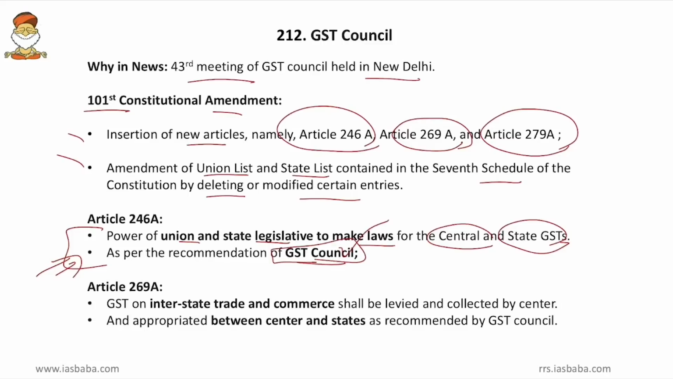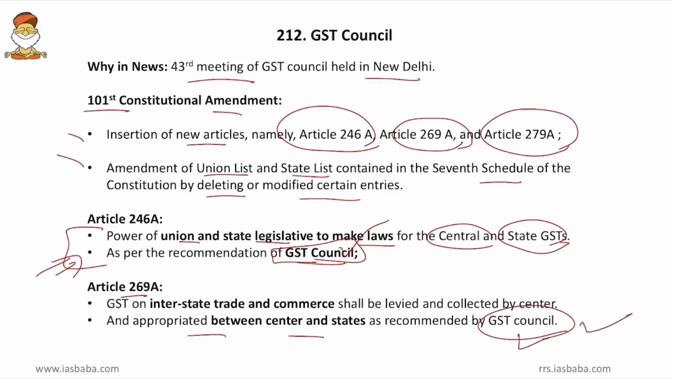Then what does Article 269A say, friends? It says that the interstate trade and commerce shall be levied and collected by the centre and appropriated between centre and states as per the recommendation of GST Council once again.